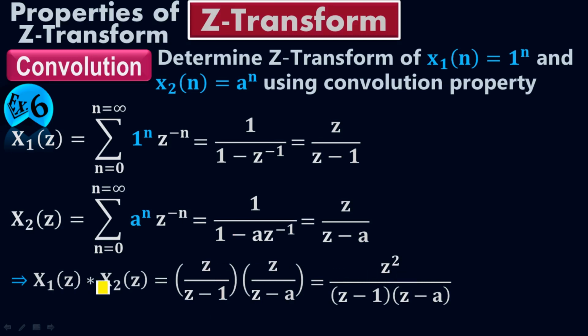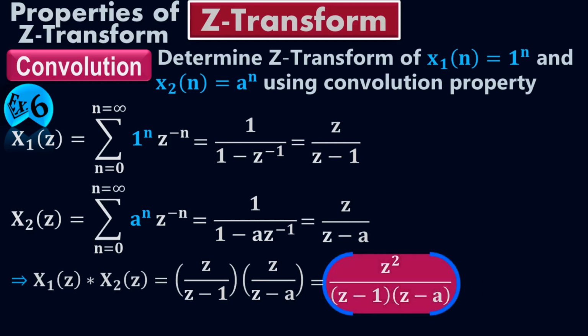Remember what we mean by the convolution. From the convolution we mean the product of the two signals. So x sub 1 of z convolved with x sub 2 of z means the product of their respective z-transforms, which ultimately equals z squared over z minus 1 into z minus a. This is going to be the final answer for the two signals, x sub 1 of n and x sub 2 of n, using the convolution property.